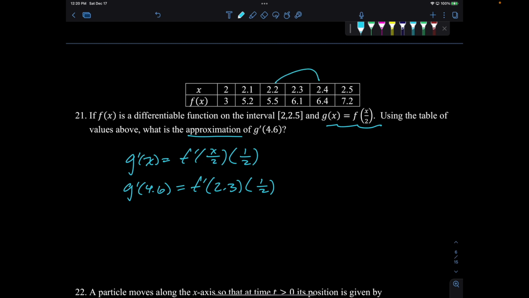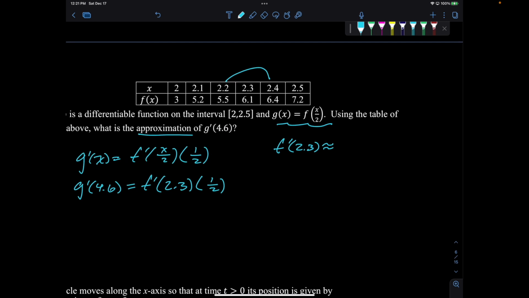2.3 is in between 2.2 and 2.4. So f prime, I don't know why I'm doing this off to the side, but I am. So it'll be f of 2.4, which is 6.4, minus f of 2.2, which is 5.5, over 2.4 minus 2.2, which is 0.2.